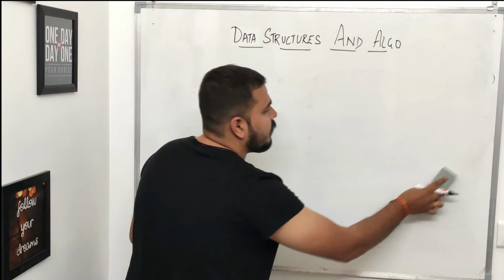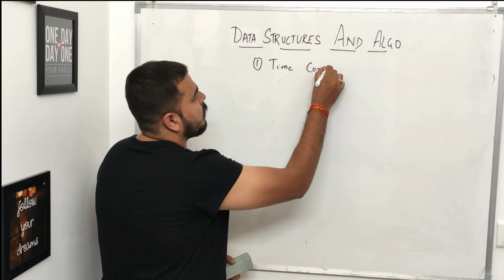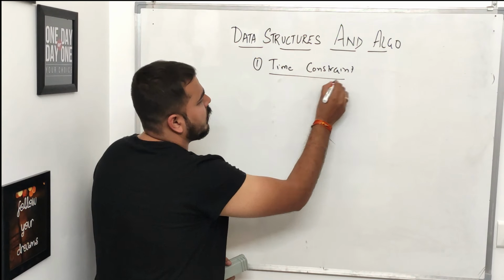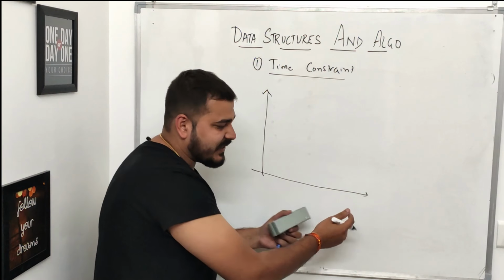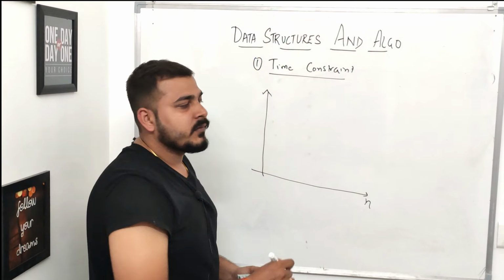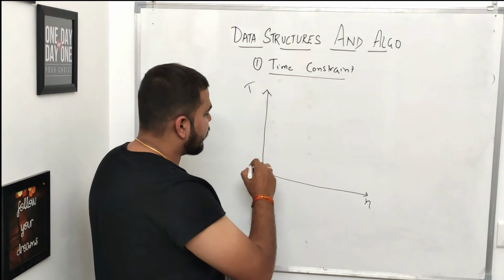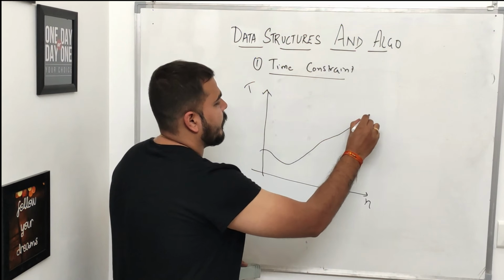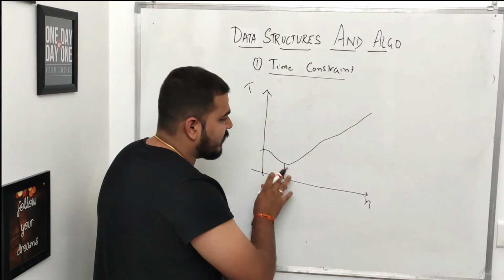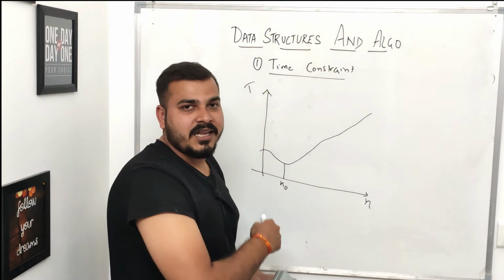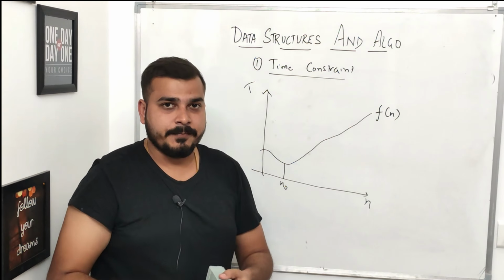Now, when we are discussing time constraint, we usually create this kind of graph. The x-axis says how many inputs I have, and the other axis is time, how much time it is actually taking. Some functions will have a shape somewhere like this. This indicates that after this point, suppose n naught, as the size of the input increases, the time also increases, and this is given by a function called f of n. Now f of n specifies a time constraint.